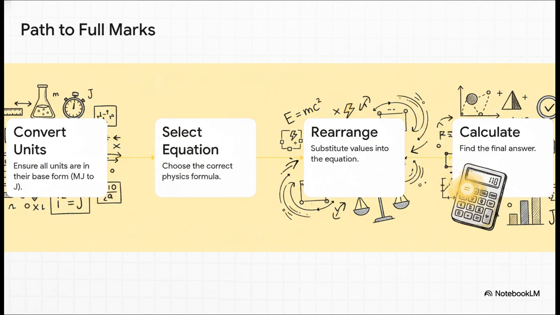Now, to make absolutely sure we don't drop any marks, we're going to follow this simple 4-step process. 1, convert your units. 2, pick the right equation. 3, rearrange it and plug in your numbers. And 4, calculate the final answer. Now, let's see how this maps perfectly onto the mark scheme.